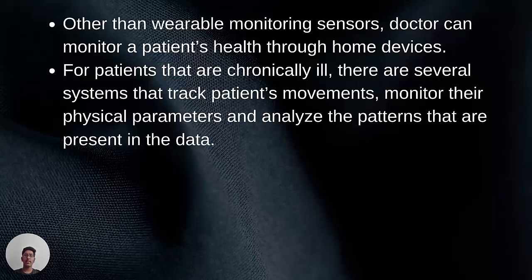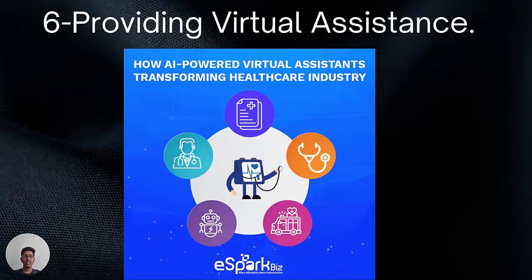From patients that are chronically ill, there are several systems that track patients' movements, monitor physical parameters, and analyze the patterns that are present in the data. The sixth step is providing virtual assistance. This is one of the major upcoming topics in the data science used in the present model. A virtual assistant is an AI program through which patients can get access in any critical condition, where there is no availability of any doctor or any medical services.